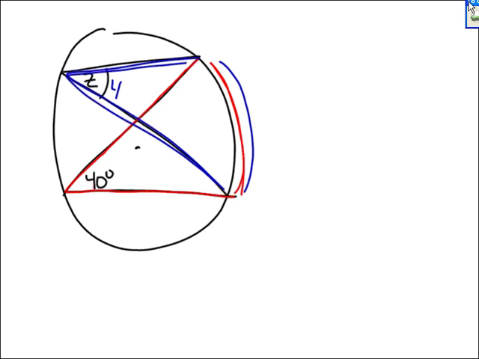This is also 40. If two inscribed angles cut off the same arc, they must be equal. Okay, why is that? Well, since this is 40 degrees and it's inscribed, the arc that it cut off must be double, 80. Angle Z cut off an 80-degree arc, so its angle should be half of 80, which is 40.